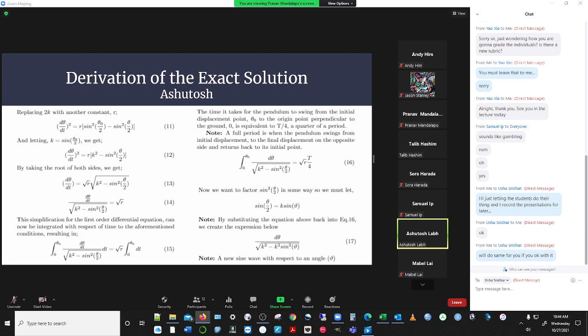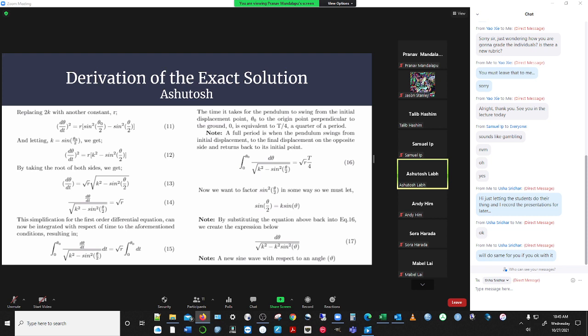Now that we have equation number 12, we have to simplify this down before we integrate this. So now we take the root of both sides, which gives us d theta over dt, which is equal to root r times root k squared minus sine squared theta over 2. And now what we do is that we divide both sides by root k squared minus sine squared theta over 2, which gives us equation number 14, as seen here.